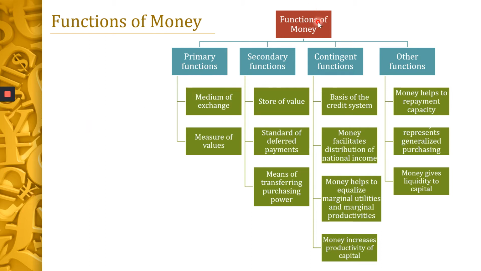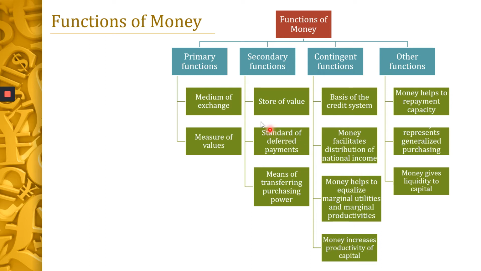The functions of money. The main functions of money can be categorized into four: the primary function, the secondary function, the contingent function, and other functions. This is an important 5-mark question. If it is asked as a 5-mark question, you have to write all these headings: primary, secondary, contingent, other functions, and then you have to explain all these side headings. You have around 12 points. You have to write everything if it is a 5-mark question.